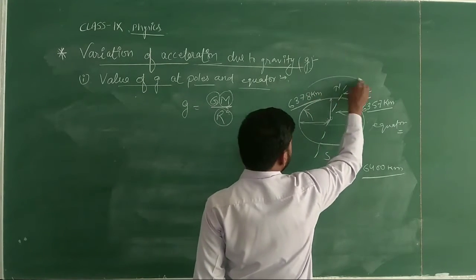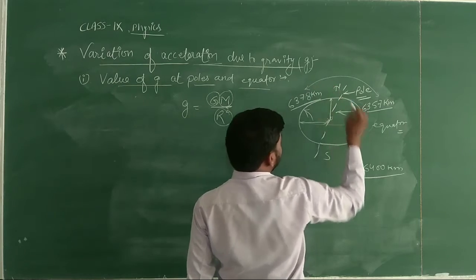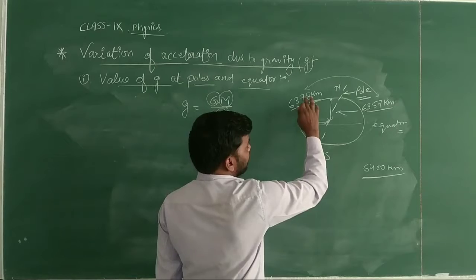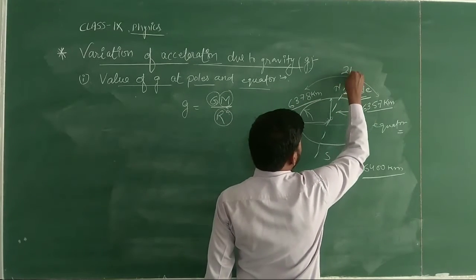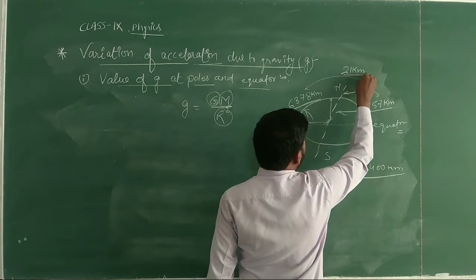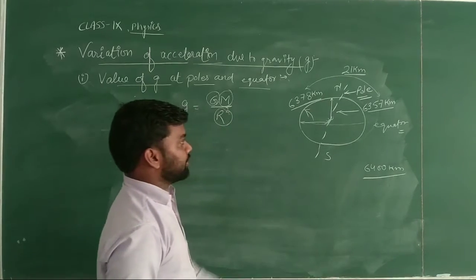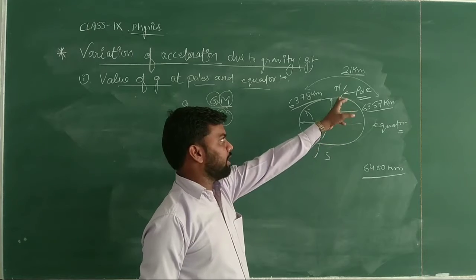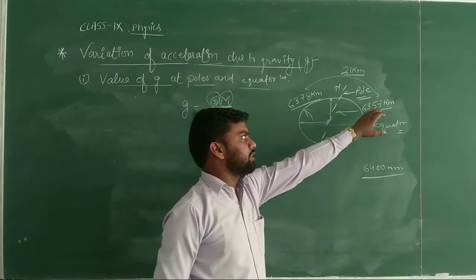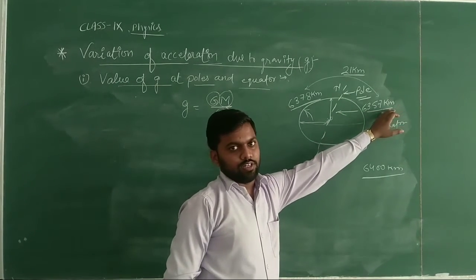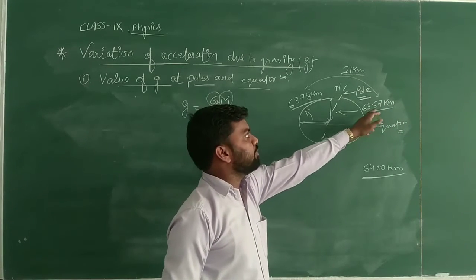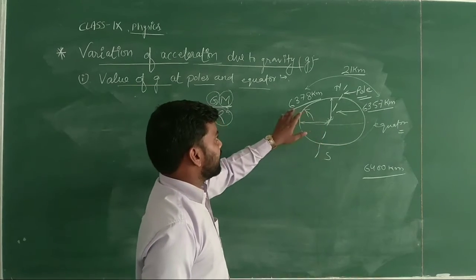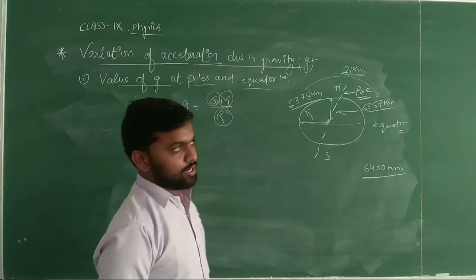Okay, so here you can see the difference in the radius of the earth between the northern part and the equatorial part. The difference in radius is about 21 kilometers. The radius in the northern or southern part is 6357 kilometers, and if we add 21 kilometers to this, we get the radius along the equator, which is 6378 kilometers.